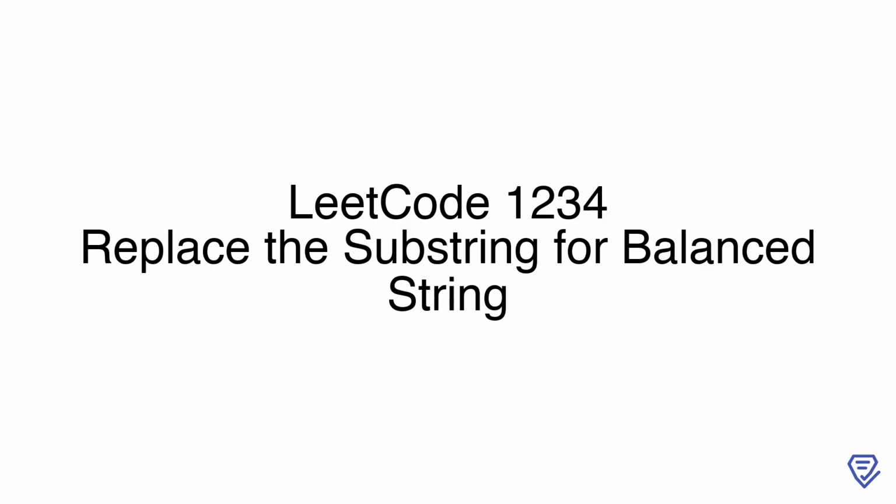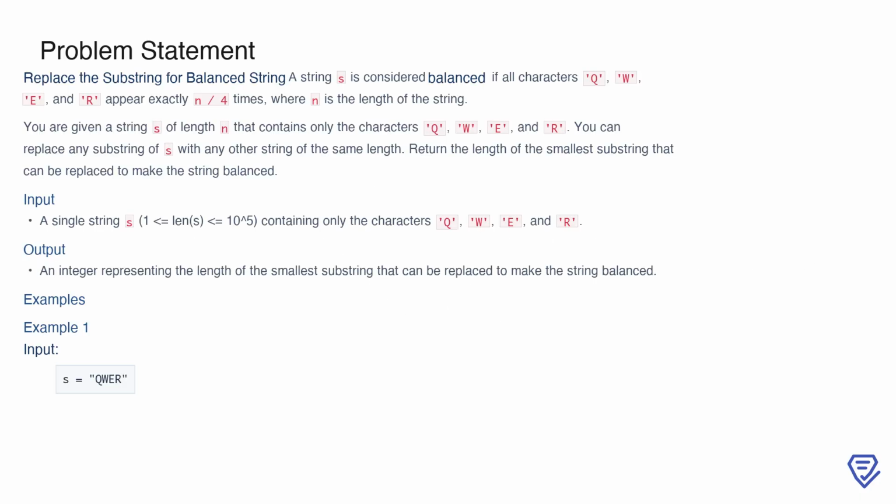Let's dive in. In this problem, we are tasked with making a given string balanced. A string is considered balanced if each of the four characters Q, W, E, and R occurs exactly n divided by 4 times, where n is the total length of the string. The input to this problem is a string that only consists of these 4 characters, and our goal is to determine the length of the smallest substring that can be replaced to make the string balanced. Once we identify the substring, we can replace it with any other string of the same length to achieve balance.